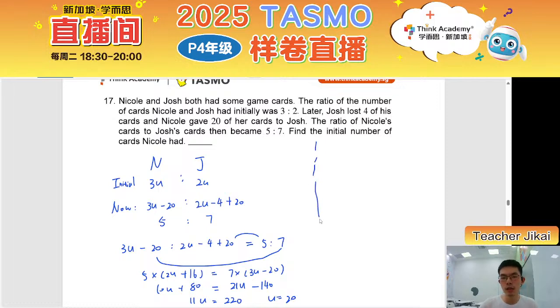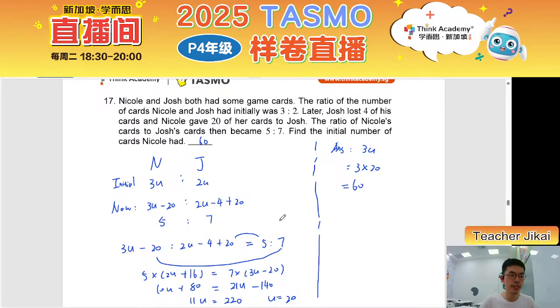So yes, we know 1 unit is 20. So it is asking what? The initial number of the cars Nico had. So initial number Nico has how many units? 3 units. So it is 3 times 20, 60, right? So yeah, it is a difficult ratio problem. But once you know how to use algebra to express it, it will be super easy, right? All the difficulty here you met is about the calculation, right? This is a typical question that Amos really like to test you. So I think you need to have a good command of this kind of method.